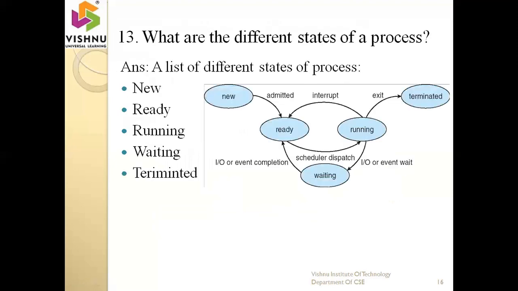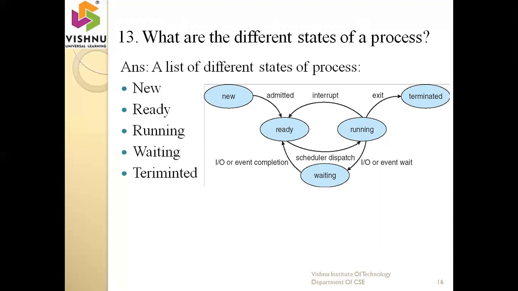Next one, what are the different states of a process? There are 5 different states: new, ready, running, waiting, and terminated. New is used to create a new process. Ready is used to identify which process is ready to occupy the processor. Running means the process is in execution state, and that is called the running state.